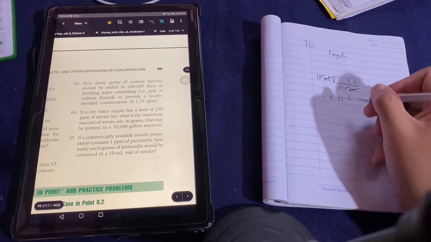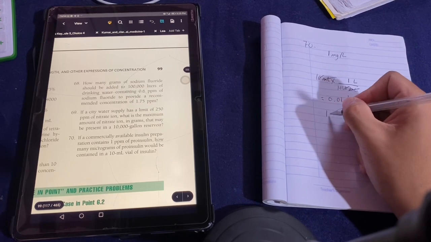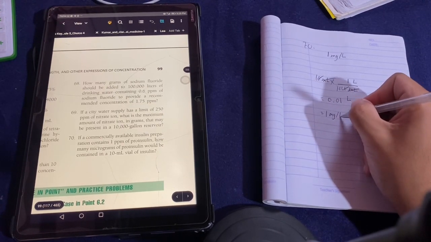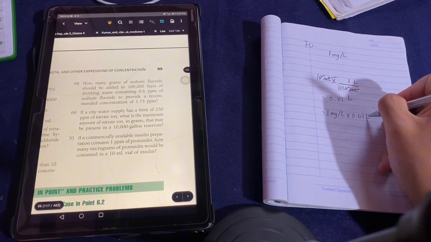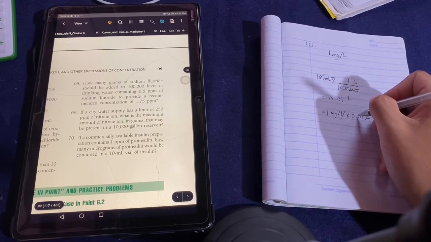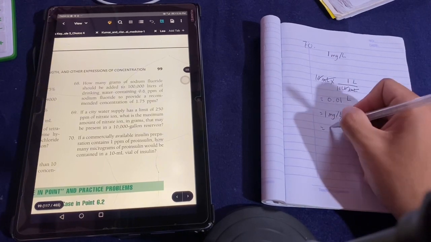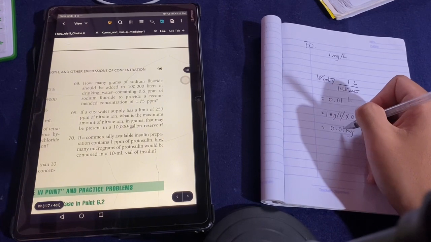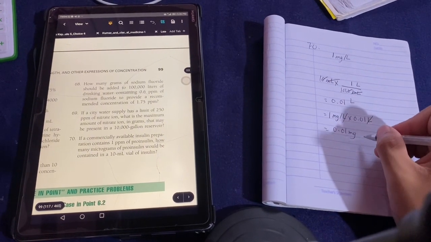So ready na tayo guys. Pwede natin i-times silang dalawa. So 1 milligram per liter times 0.01 liter. Ang mangyayari, ang liter ma-cancel out with the liter. Then 1 times this number will be equal to 0.01 milligram. Tapos sabi niya, how many micrograms? Gusto niya ito i-convert into micrograms.